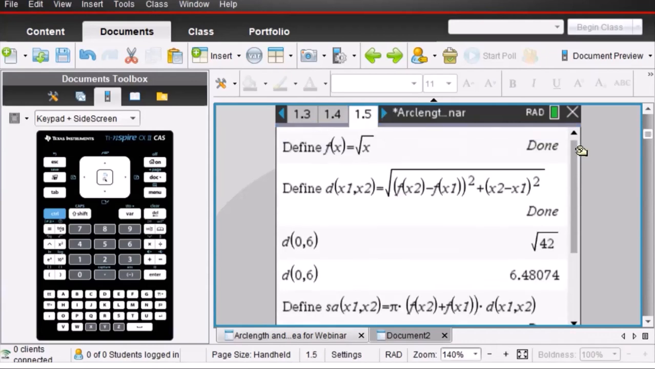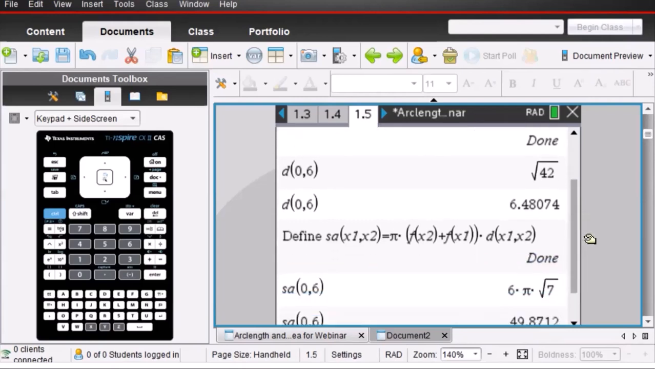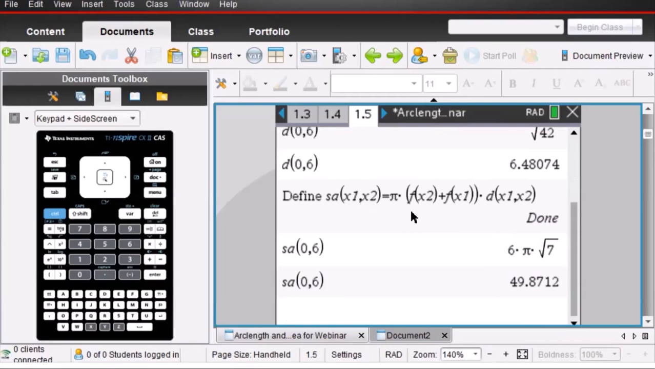So what we need to do on the TI-Nspire is define our function f of x to be root x. Let's define the formula for the distance between the two points x1 and x2 to be the square root of f of x2 minus f of x1 all squared plus x2 minus x1 all squared. That's just the typical formula for the distance between two points. When I then try to work out d of 0, 6, my calculator is going to give me an exact answer of root 42. When I press Control Enter, it gives me an approximate answer of 6.4807. So we're going to get some better and better approximations here. I'm also defining my surface area between the two points x1 and x2 to be pi times f of x2 plus f of x1 times the distance between the points x1 and x2.